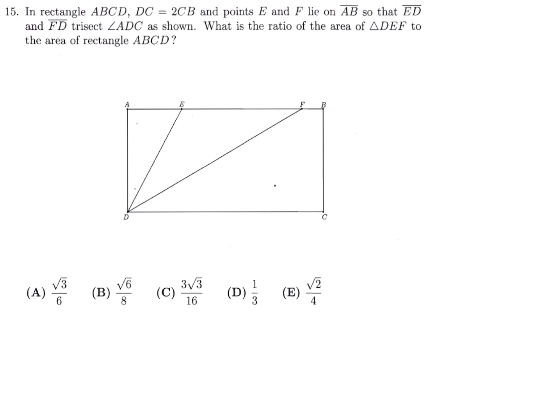In rectangle ABCD, DC is equal to 2CB, and points E and F lie on AB so that ED and FD trisect angle ADC as shown. What is the ratio of the area of DEF to the area of rectangle ABCD?